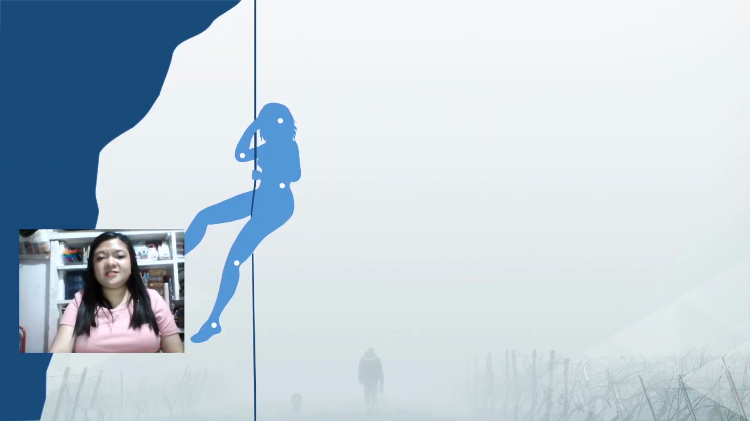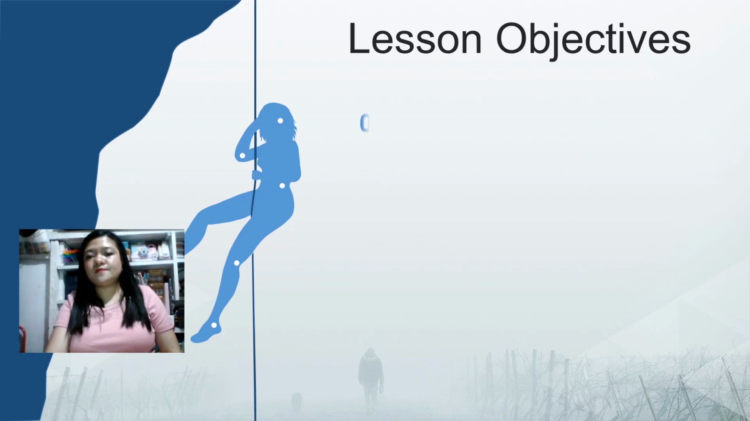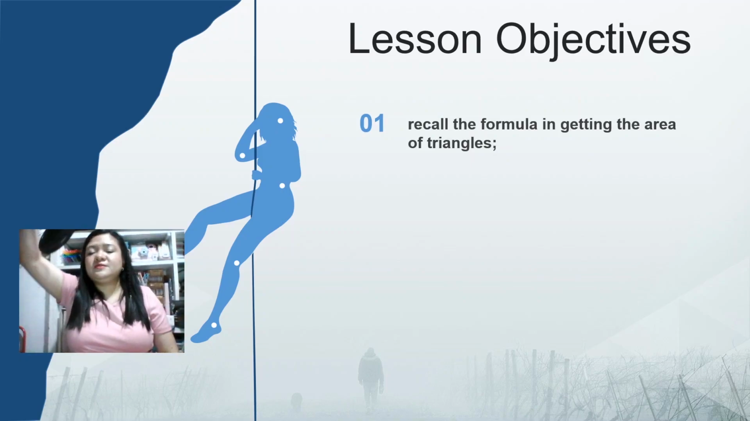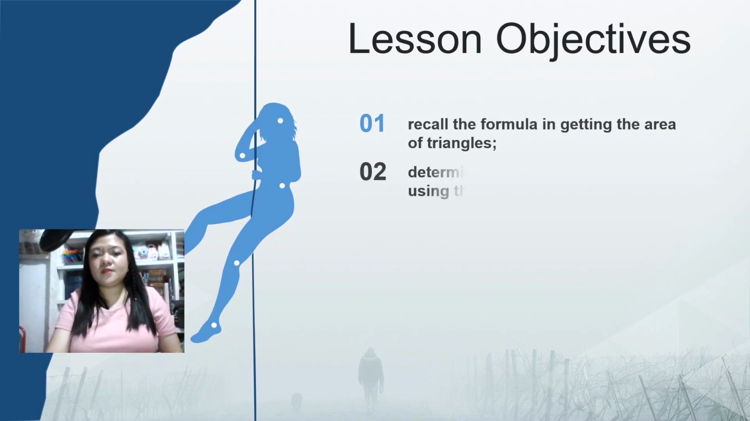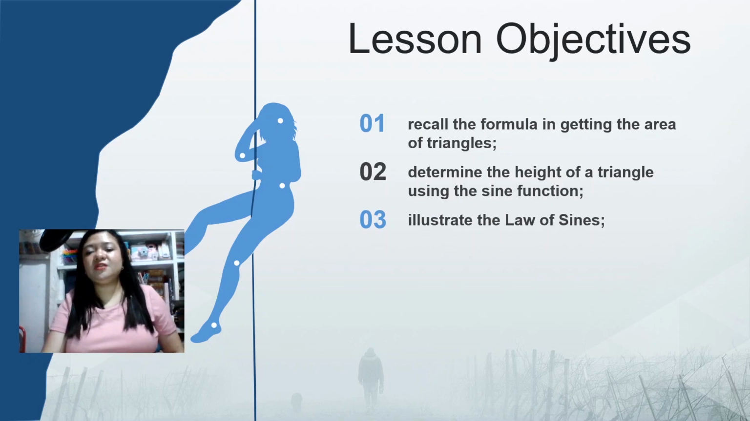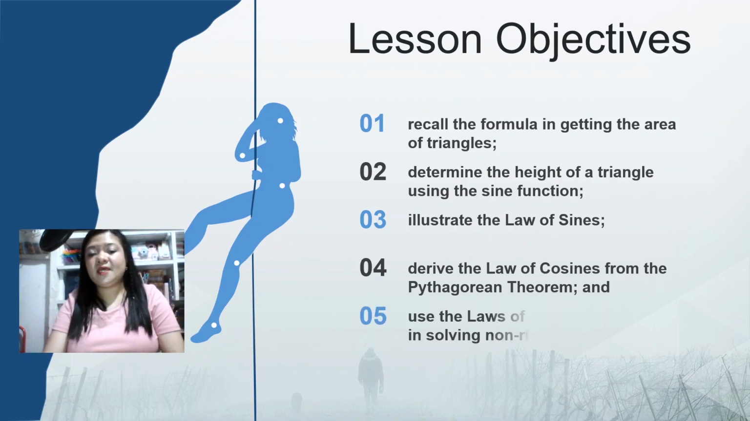The objectives for this lesson are: recall the formula in getting the area of triangles, determine the height of a triangle using the sine function, illustrate the law of sines, derive the law of cosines from the Pythagorean theorem, and use the laws of sines and cosines in solving non-right triangles.